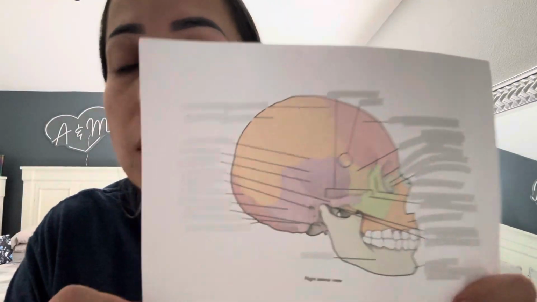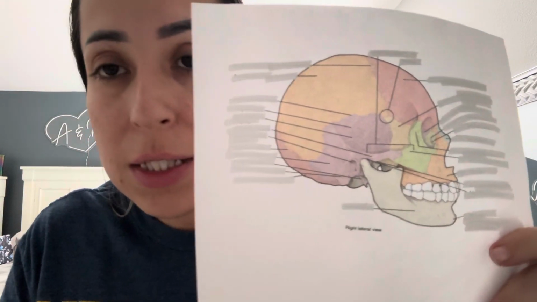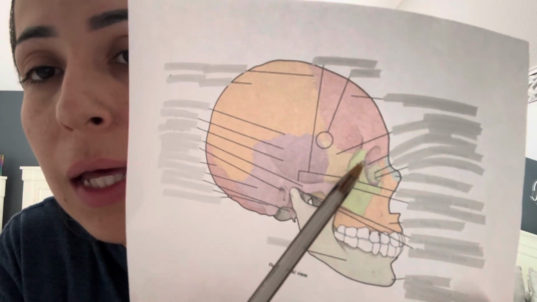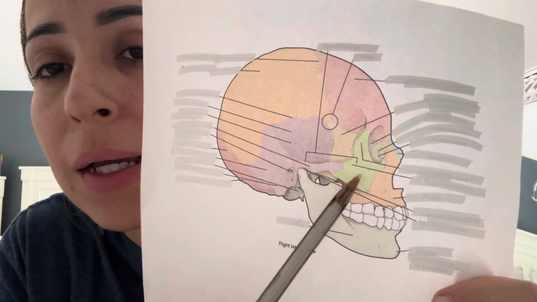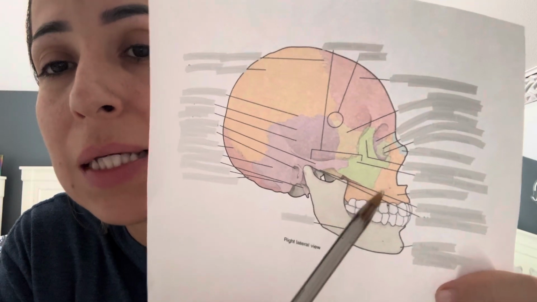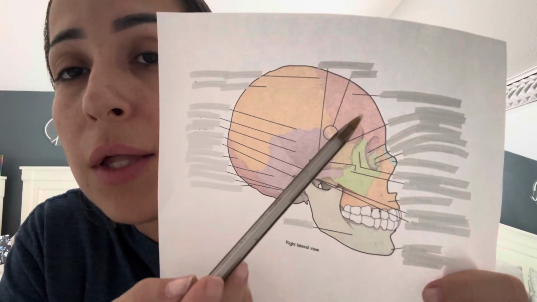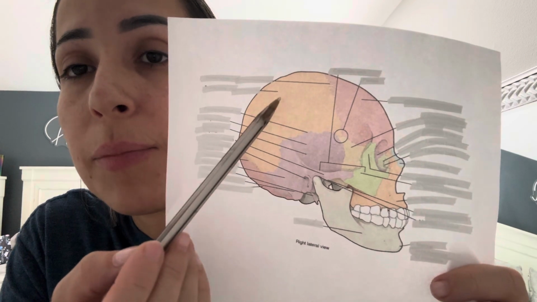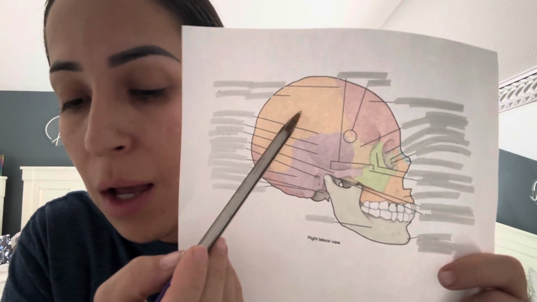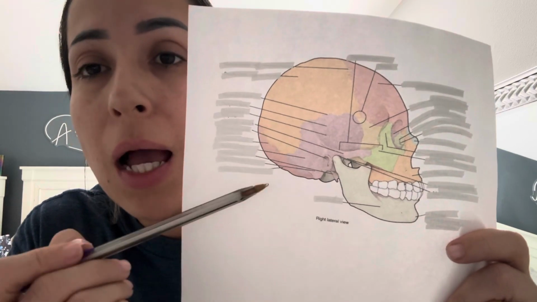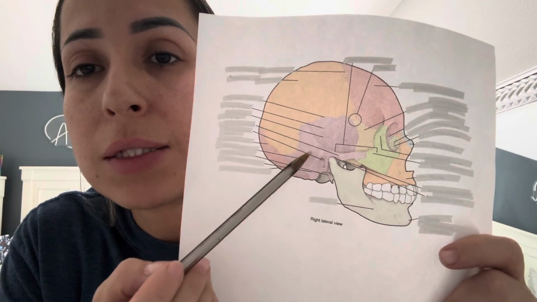Next, we're going to the lateral skull. So the lateral skull consists of the ethmoid, the lacrimal, the zygomatic, the maxilla, the mandible, the frontal bones, the parietal bones. This is the occipital, and then this is the temporal.